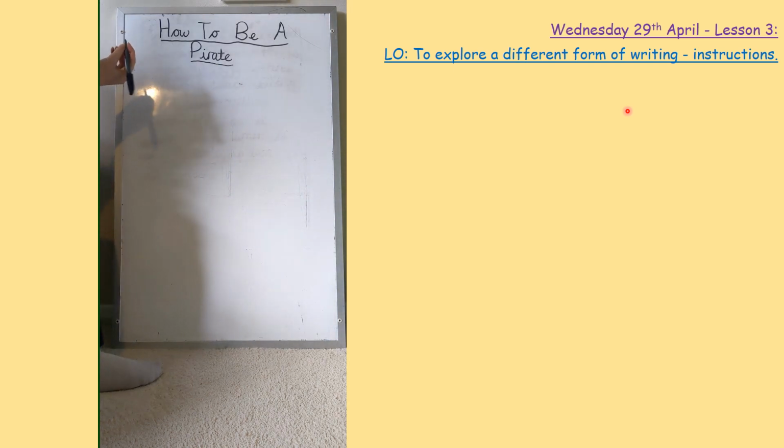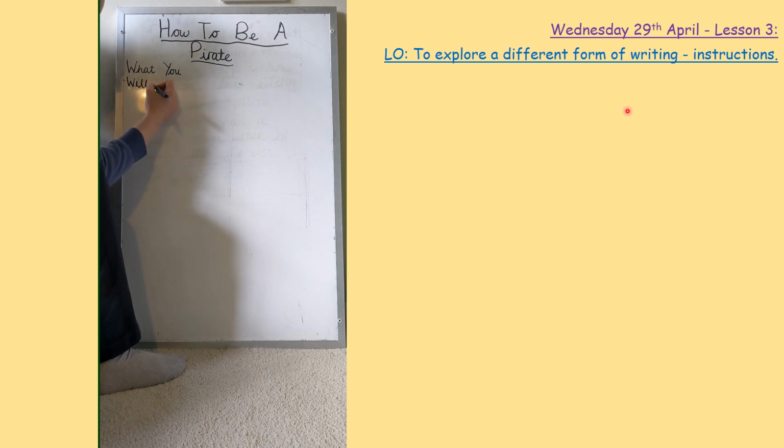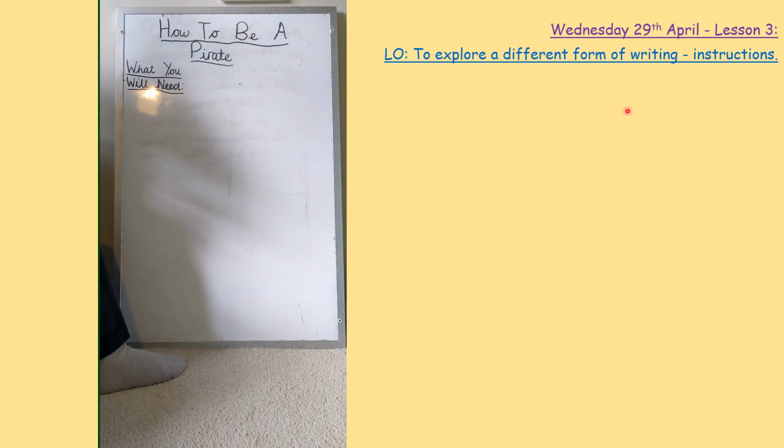So over here I'm going to do a heading, what you will need. Do a line underneath there again. Remember, if you have a ruler at home, it would look much neater. So what you will need. So I'm going to do bullet points. Remember, bullet points, they can be a circle, they can be a square. I'm going to do squares.